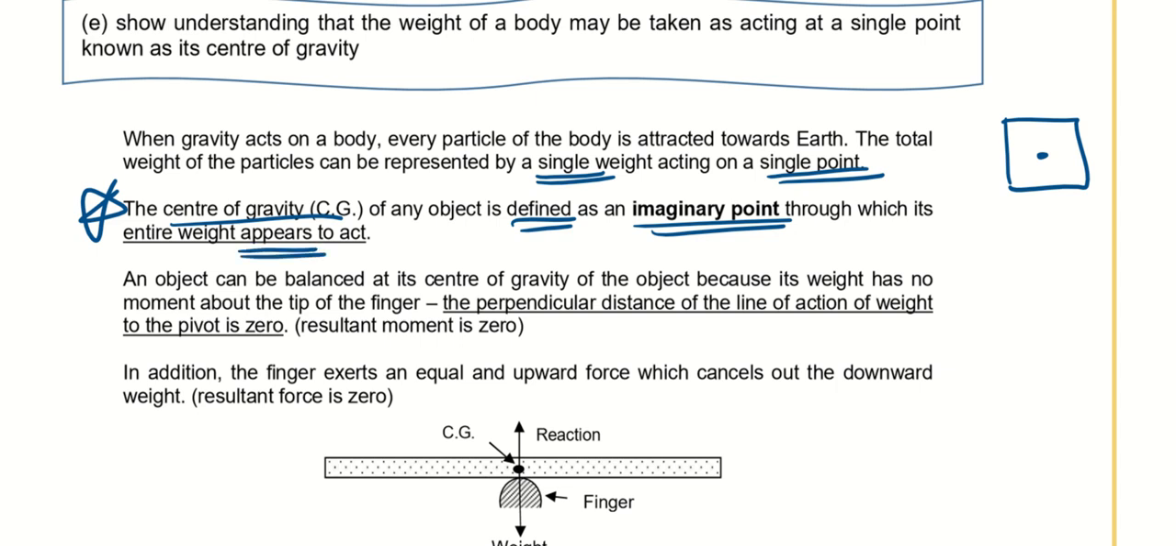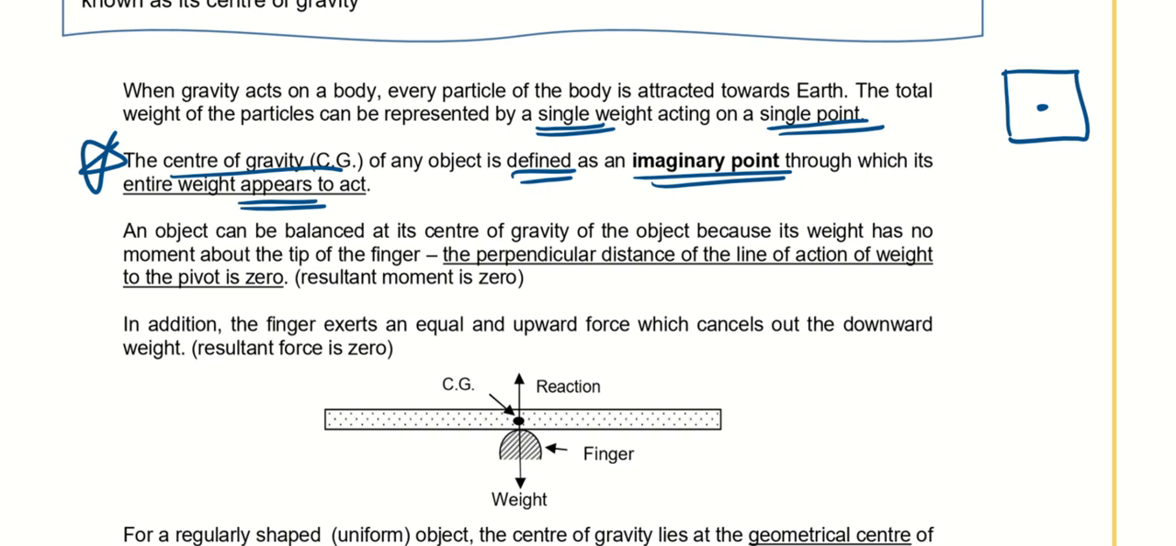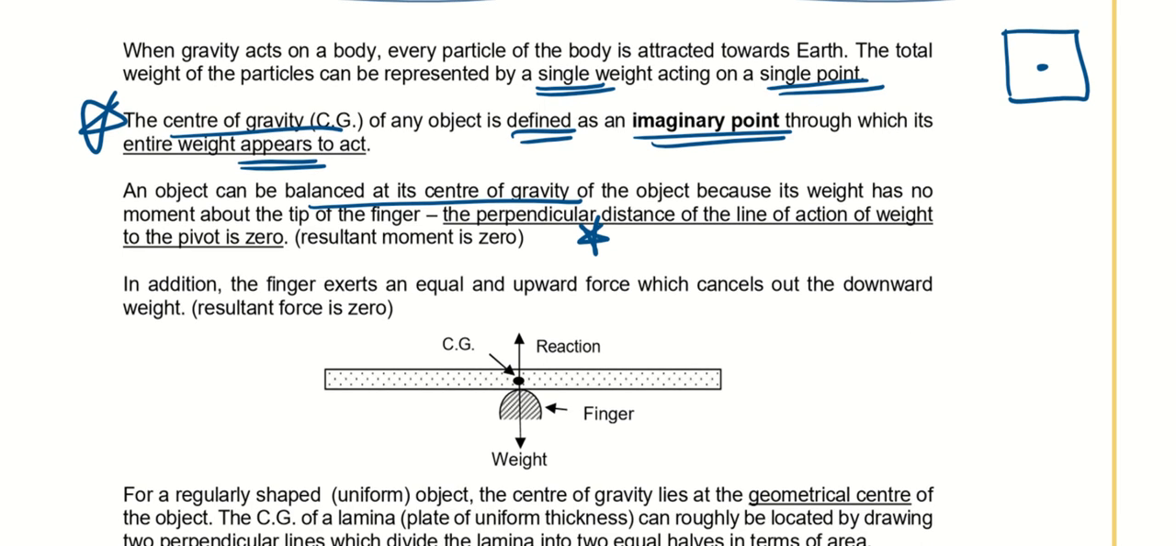Appears to act, right? Although every part of the object has weight, there is one single point that if we were able to pinpoint it and support it, it will balance. So the object can be balanced at its center of gravity because the weight has no moment about the tip of the finger. The perpendicular distance of the line of action of weight to the pivot is 0. Therefore, the moment is 0. In addition, the finger exerts an equal and upward force which cancels out the downward weight. So the resultant force is 0. The resultant moment is 0 as well, so it will stay in equilibrium.